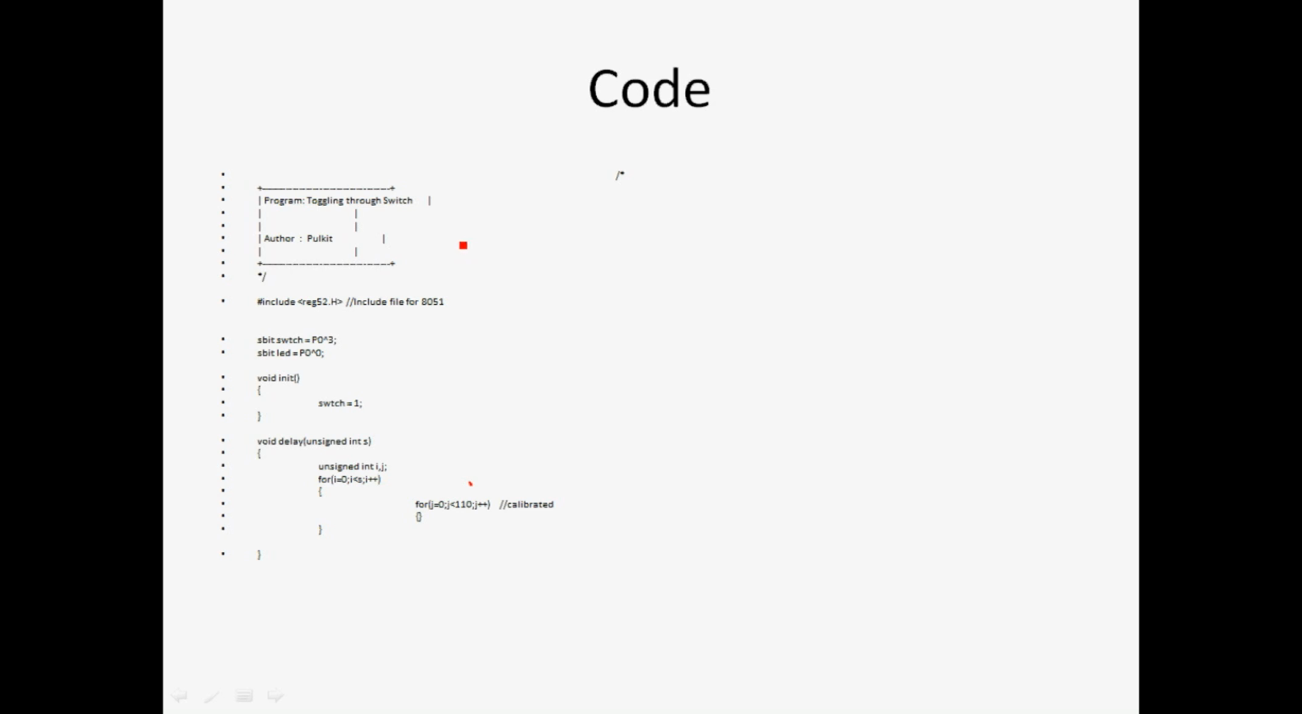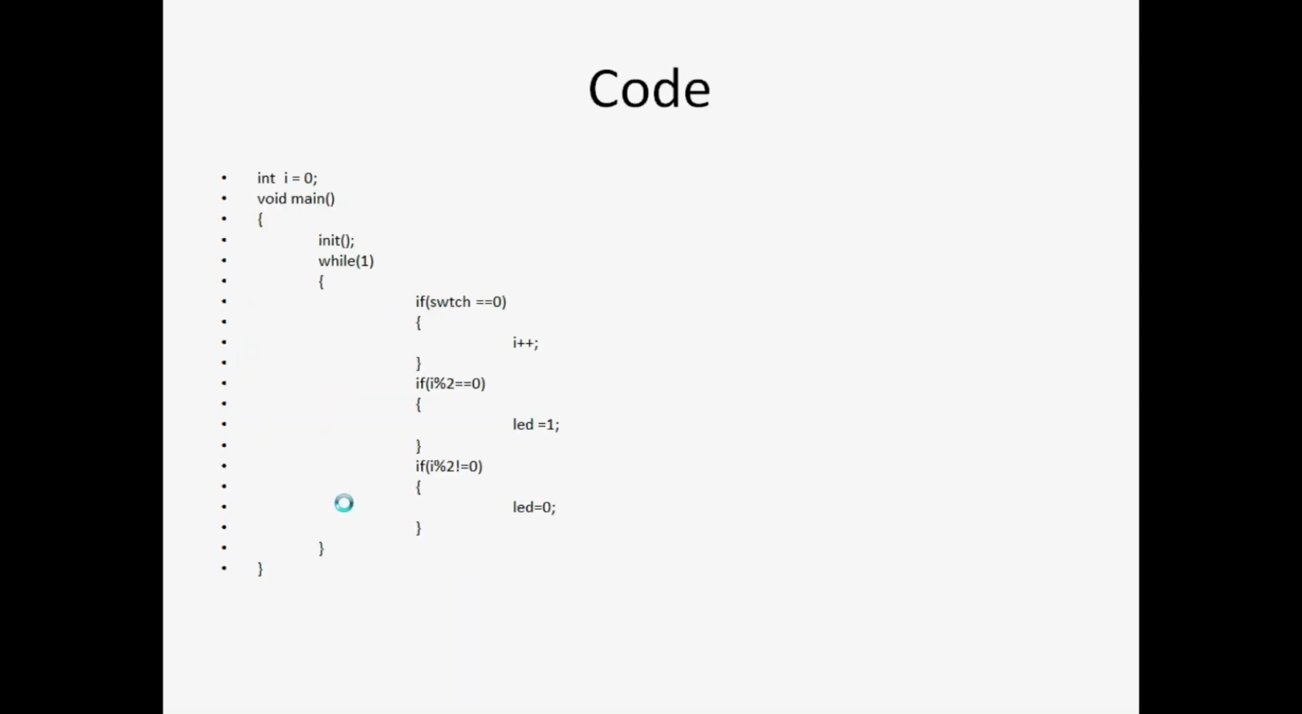Now this is the code for toggling our LED with the help of a switch. This code is a little bit longer than the code which we had studied. It has the same things: switch is declared, LED is declared, the init function has switch equal to 1, and delay is the same.